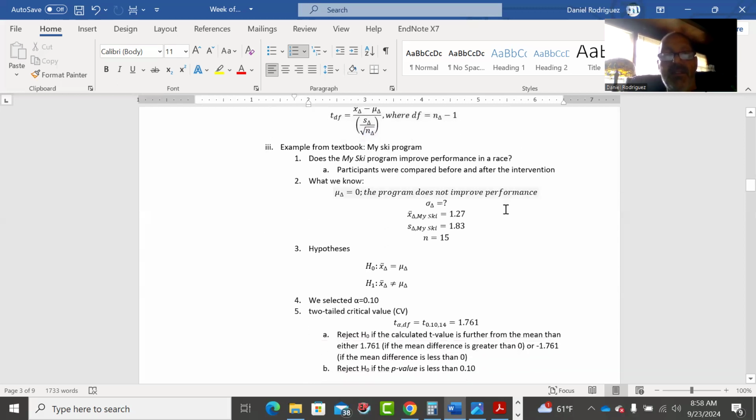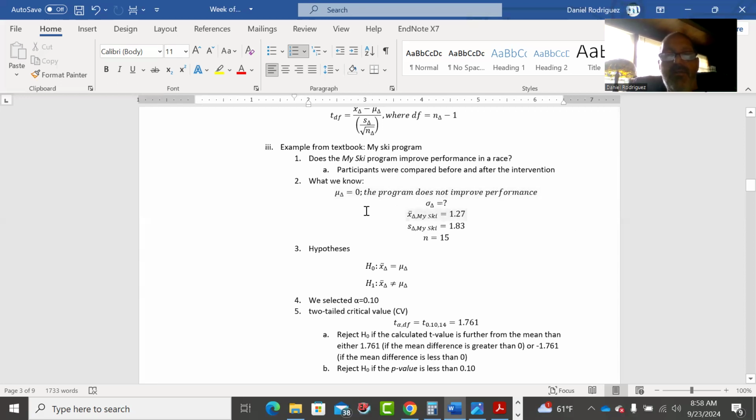Okay, let's do our textbook example. So here I am again, working my sports psychology, fun stuff. I used to study sports psychology, and that's what I started as a professor of. Does the My Ski program improve performance in a race? So this is my intervention to help skiers do better. Participants have been compared before and after an intervention.